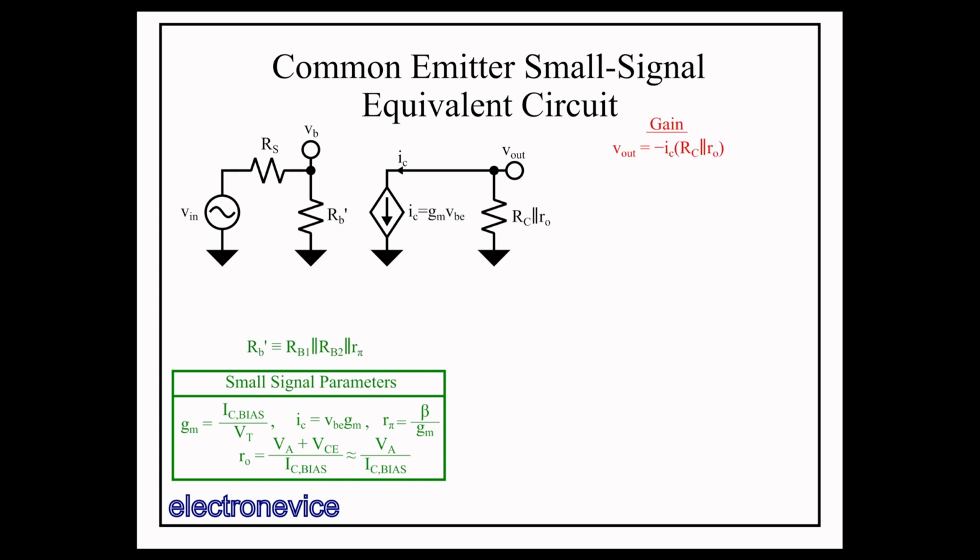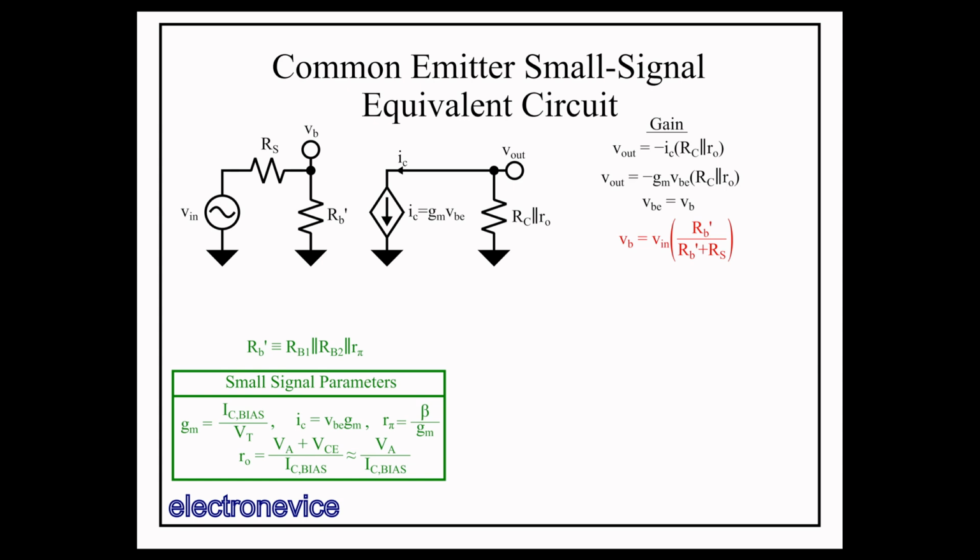To get that, we need to find an expression for Vout in terms of Vin and known parameters or constants. Now we can see that Vout is the voltage drop across the parallel combination of RC and RO, which is given by negative RC parallel RO times IC. And we know that IC is equal to GM times VBE per the model, and we note that VBE equals VB since the emitter is grounded.